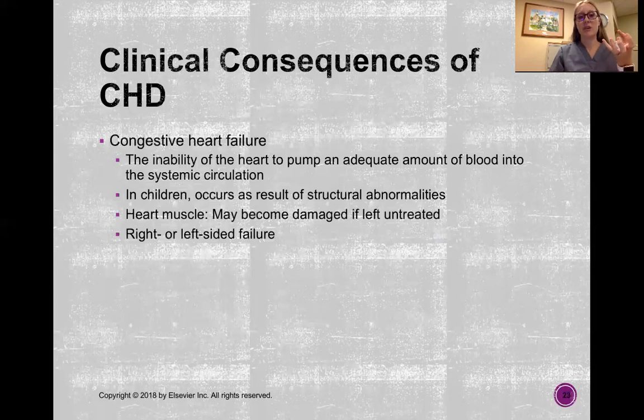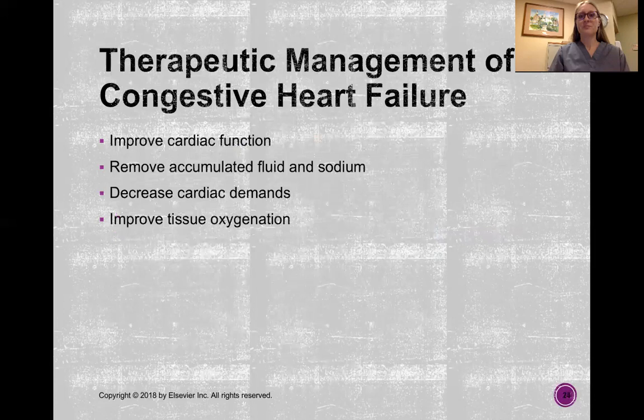And with this, it can be right or left sided heart failure, whereas in adults, it's typically one or the other. In children, it can be either, and they can be interchanged. So our goals, though, are very similar in children as they are in adults. We want to improve the cardiac function.